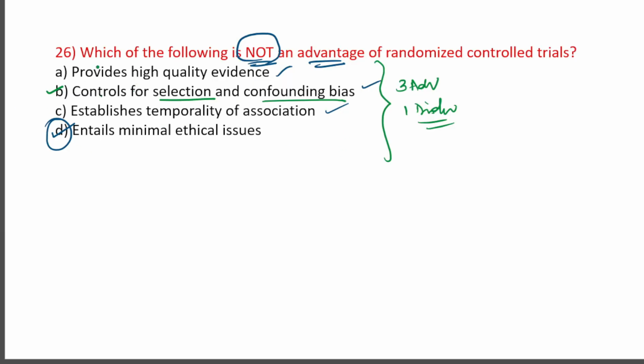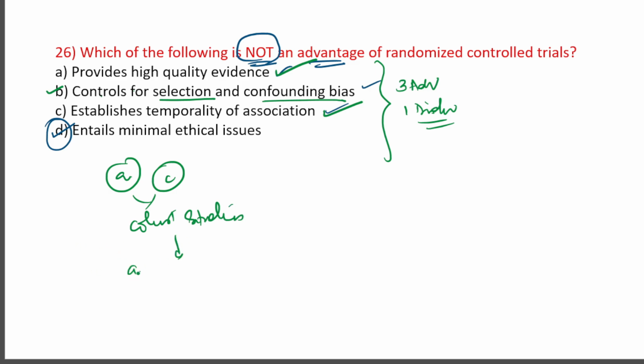Then let us see the provision of high quality evidence and the establishment of a temporality of association. Both option A and option C belong to cohort studies. Okay, so all the advantages of cohort studies imply to the RCTs also. It is mentioned over here.